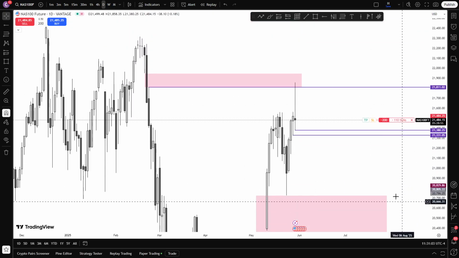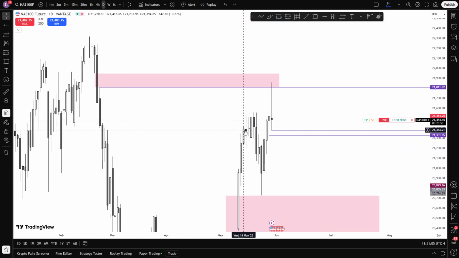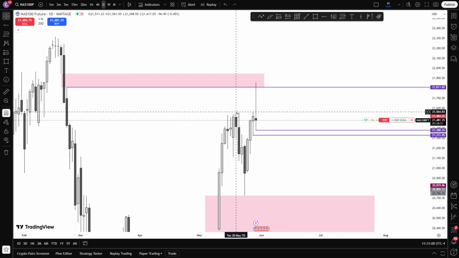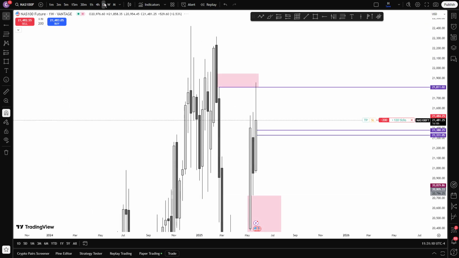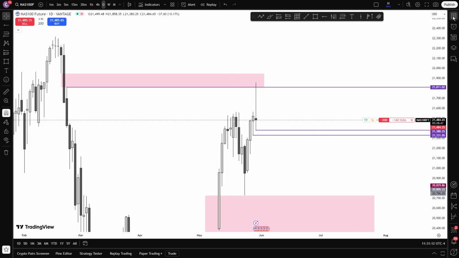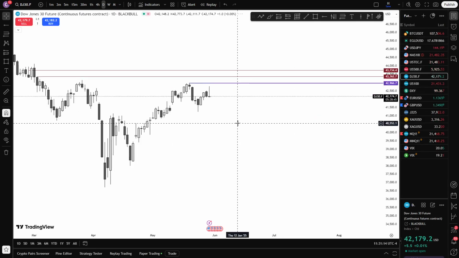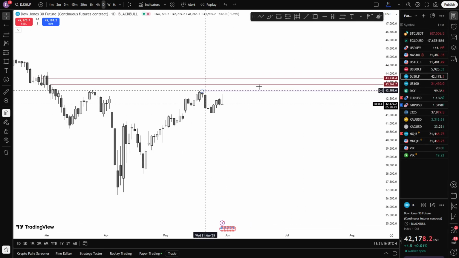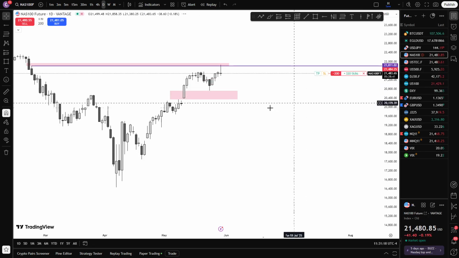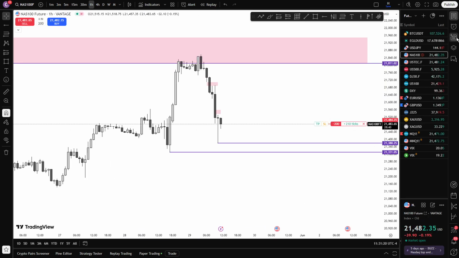If we look on the daily, price came into this daily fair value gap. Price took out the previous week high right here, 20th of May. Then we look at US 30. US 30 did not take out that high. So we have that SMT. So then I'm looking for a reversal.